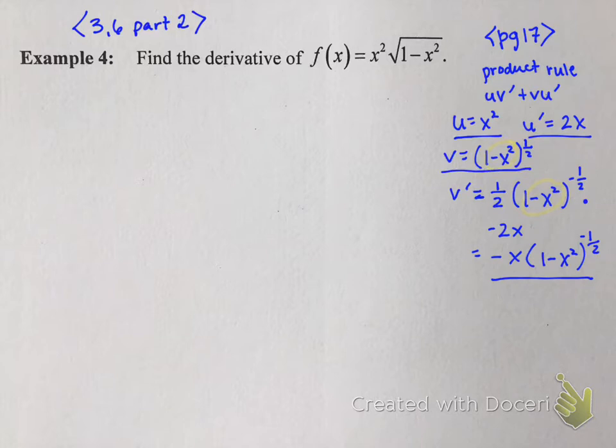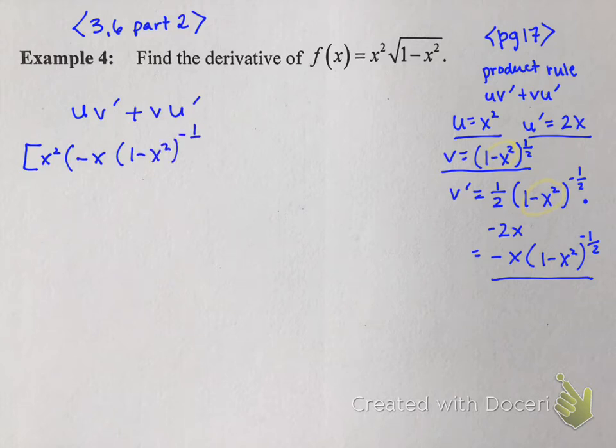Okay, so let's put the pieces together. uv prime plus vu prime. Okay, so u, once again, was x squared times v prime. v prime is negative x times 1 minus x squared to the negative 1/2 power, plus v. v was 1 minus x squared to the 1/2 power times u prime, which is just 2x.